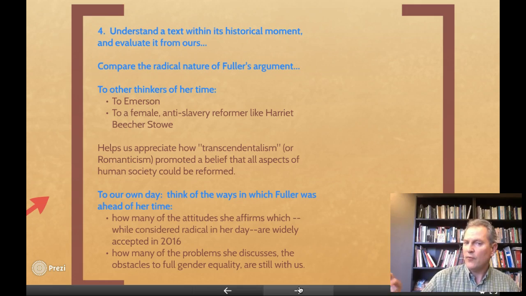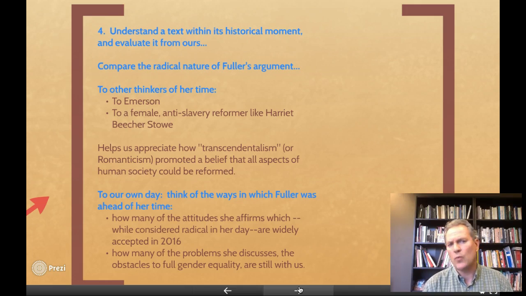So first of all, you can compare the radical nature of Fuller's argument to other thinkers in her time. So to Emerson, for instance. Although Fuller is very much taking an Emersonian idea of self-culture and individualism, and applying it to women's rights. And although Emerson himself was an advocate or a supporter of the women's rights movement, Emerson never articulated anything like this kind of an argument for gender equality that Fuller did.